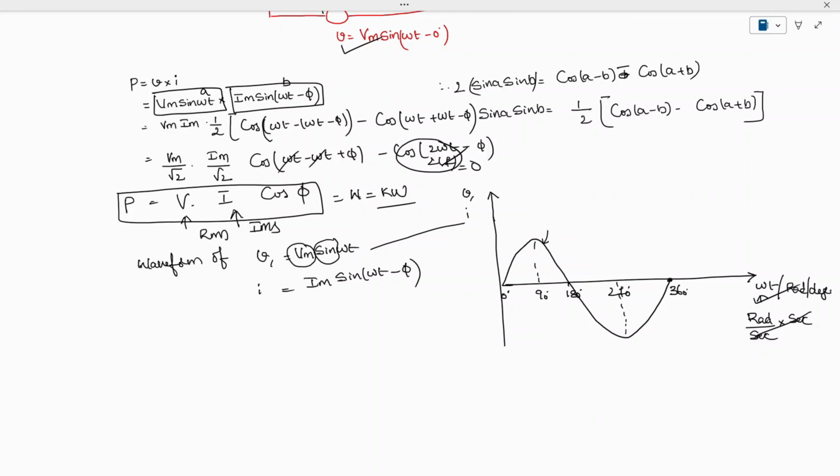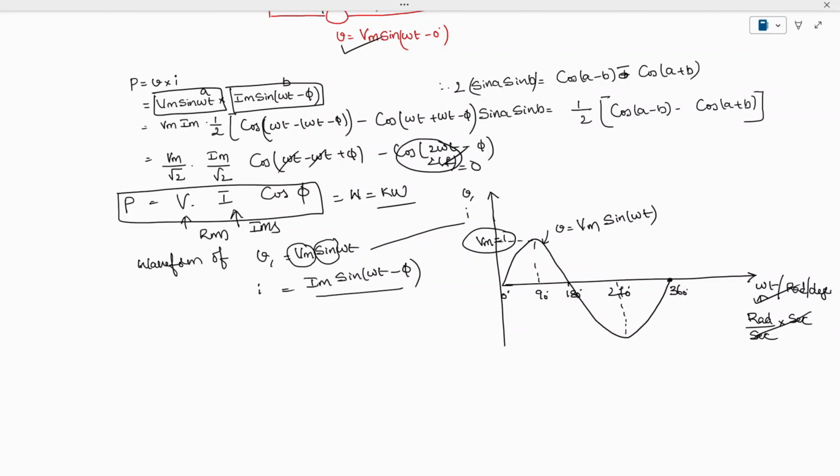This is the waveform of small v equal to V maximum. V maximum is the maximum magnitude of the voltage, that is equal to 1. So v is equal to Vm into sine omega t. And now we need to draw the waveform of a current. How to draw the waveform of current? Current i is equal to Im sine (omega t minus phi), same.